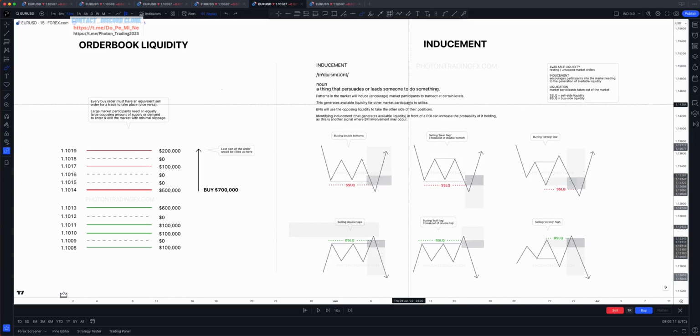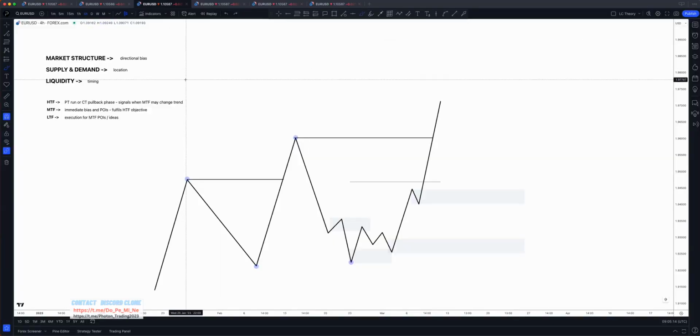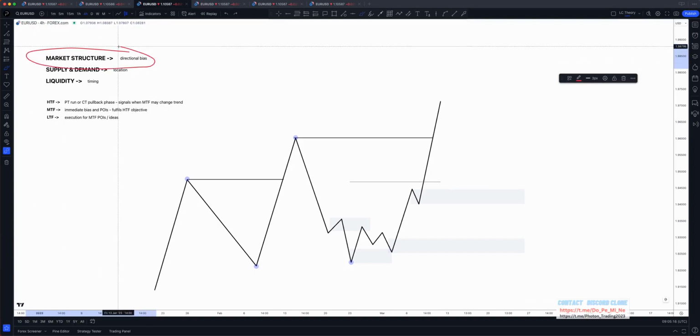That is the most simple way I can summarize these liquidity concepts, right? So I'm going to bring it back. Three things we're doing: market structure, showing us the overall direction of the bias. Where are the big guys pushing the market? That's the overall trend, the overall direction of bias.